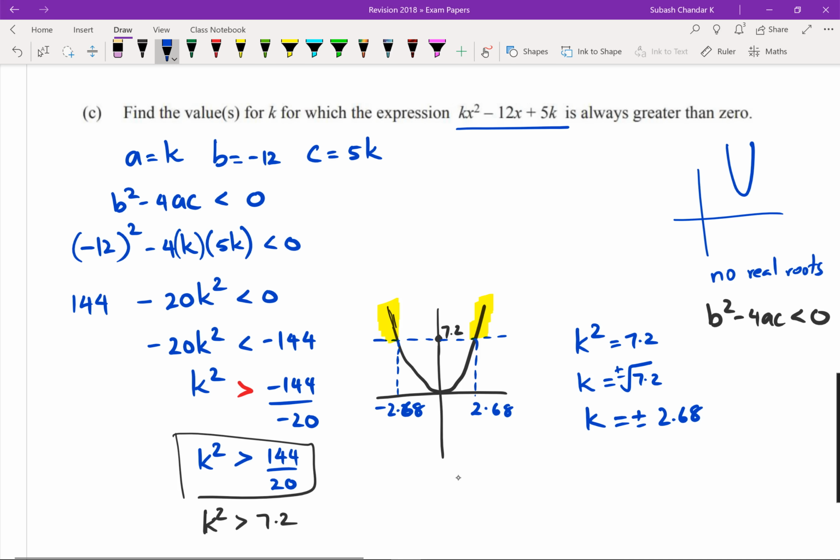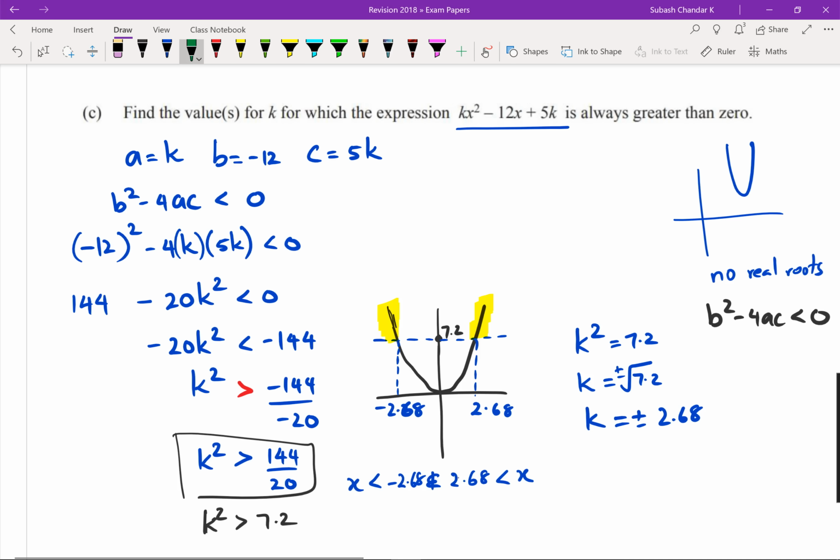So the zone I'm looking for is the yellow shaded region, because that's when the parabola is above 7.2. So if that's the case, I have two zones. Because I have two zones, I'm going to write and. I'm going to write my two number values, so negative 2.68 and 2.68. So for the right hand side, k is bigger than. For the left hand side, k is smaller than. And that's how I write this answer.